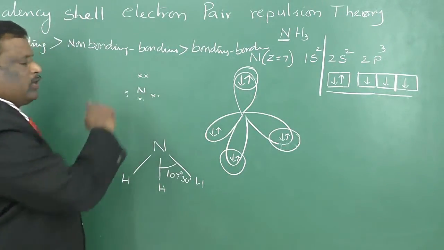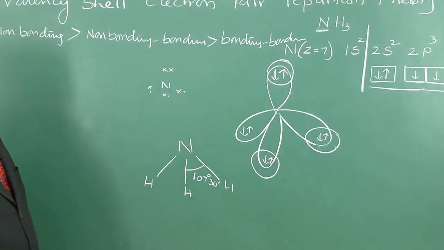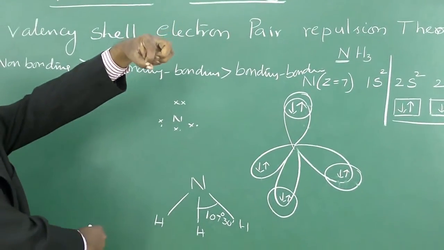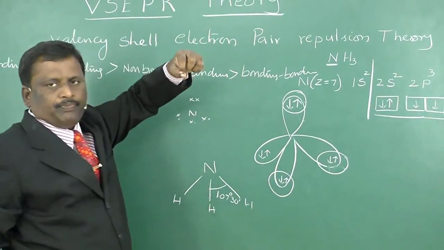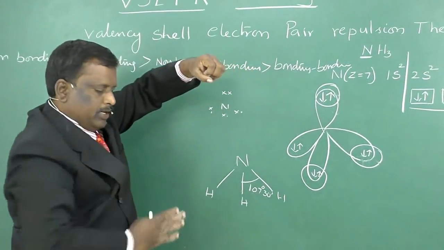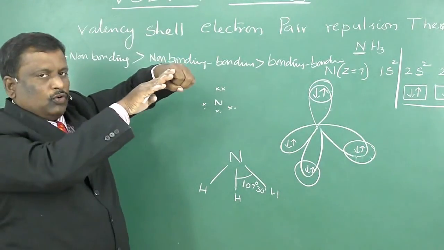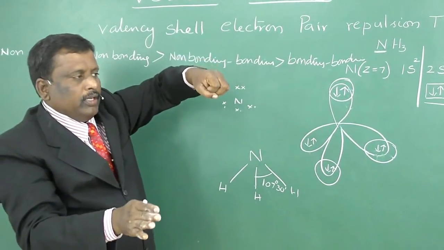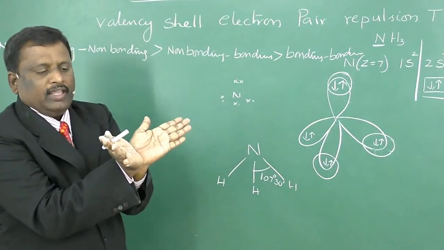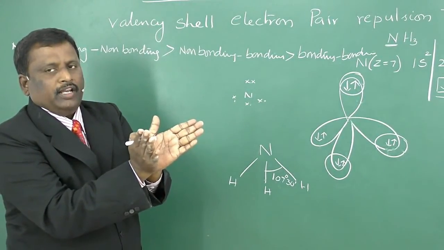There are 4 pairs of electrons in the valency shell of nitrogen. Around the nitrogen atom, we have 4 pairs of electrons. One pair is here, another pair is here, the third pair is here, the fourth pair is there. Now there is repulsion between these pairs. But the repulsive force between non-bonding and bonding pairs is more when compared to bonding and bonding pairs. That's why the bond angle was pushed.